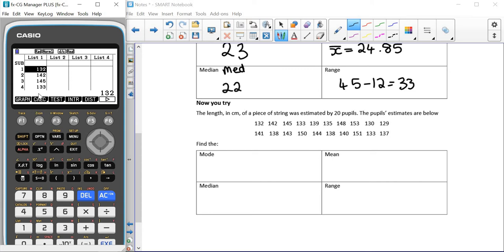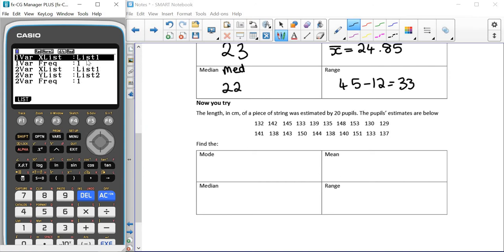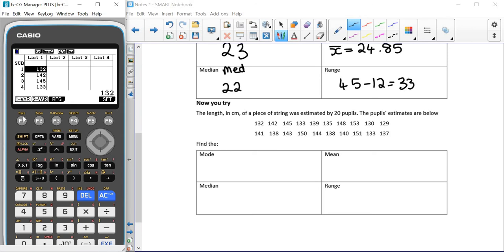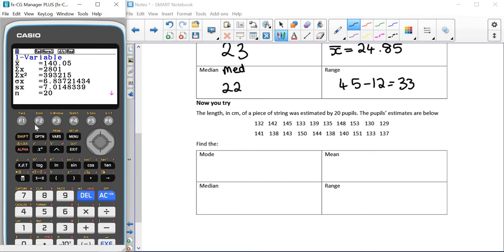So then we go to calc again. If you haven't changed your settings in your graphical calculator, then it should still look like this and say list 1, 1. And then we again only have one variable. We're just looking at the pupils' estimations for the length of string. There we go. This time I'm going to enter them in a more sensible manner. I'm going to just work down the list.